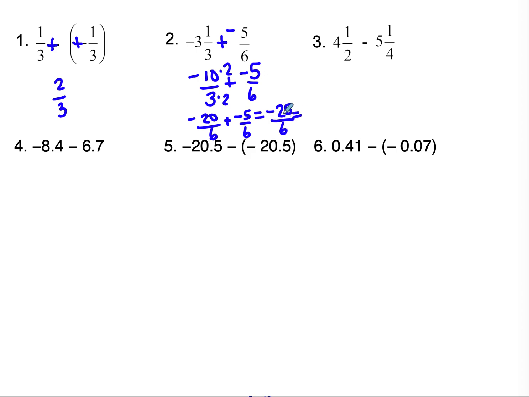As a mixed number, 6 goes into 25 4 times. It's going to be a negative 4. And then I have 1 as a remainder, 1/6.